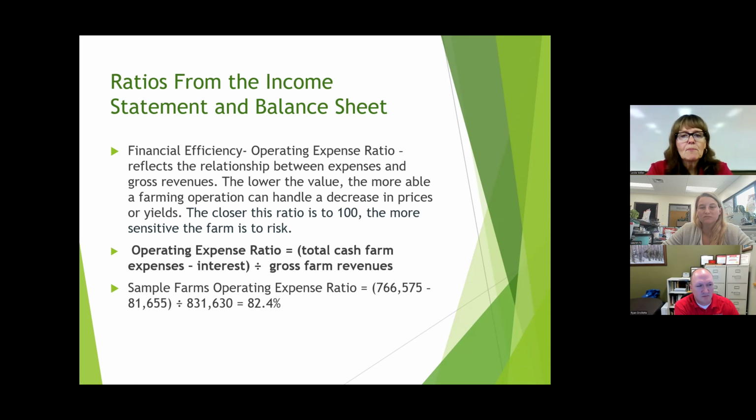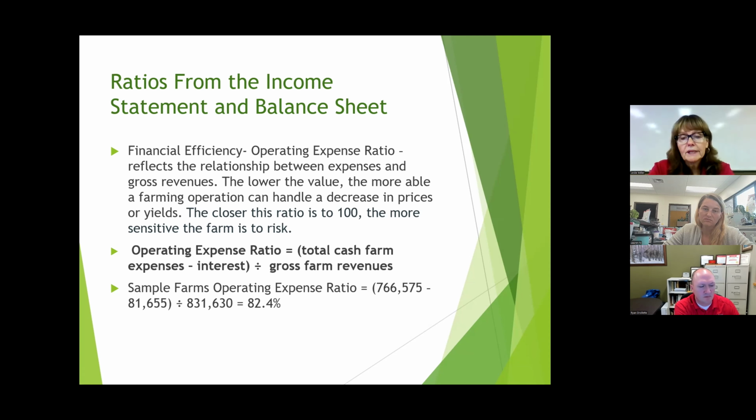So to do that for this operation, what I would do is take those total cash farm expenses of $766,575. You add back the interest, and then divide it by those gross farm revenues of $831,630. I come up with an operating expense ratio of 82.4%. Again, that tells me it takes 82.4 cents to generate every $1 of income. That's towards the high end of the range. We've certainly seen that within the past 10 years. But I personally like to see that down closer to 70%. That's a much more comfortable level.